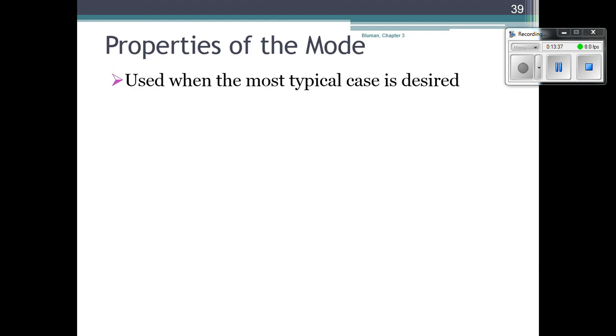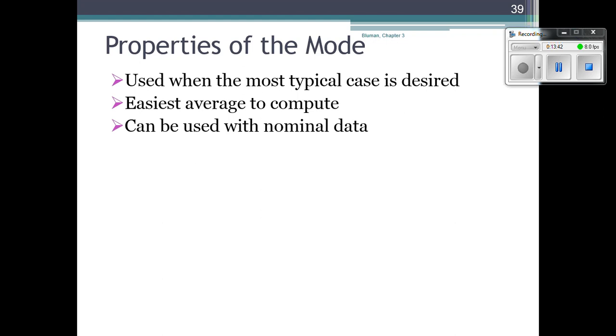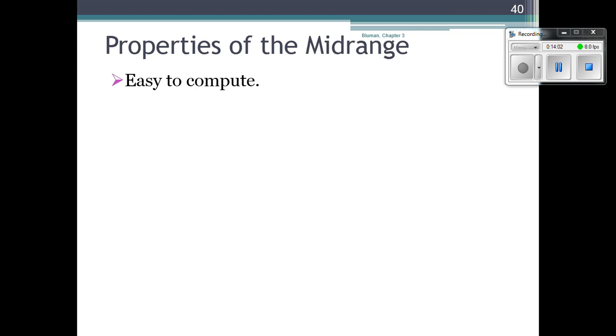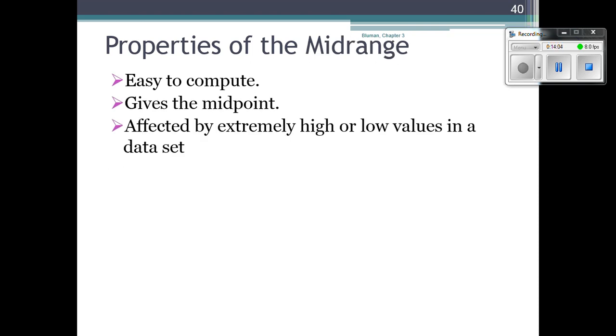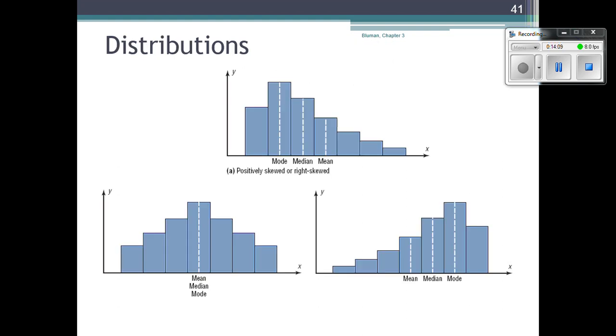Mode, this is if you ever want to know what happened most often. It's by far the easiest. We can use it with nominal data, which means we can use it with things like eye color and gender and characteristics of that nature. It's not always unique, which you could think of as a good thing or a bad thing. Sometimes you can have multiple modes. Sometimes you don't have a mode at all. Mid-range is very easy to compute and gives the midpoint. This one, as well as the mean, is affected by outliers.